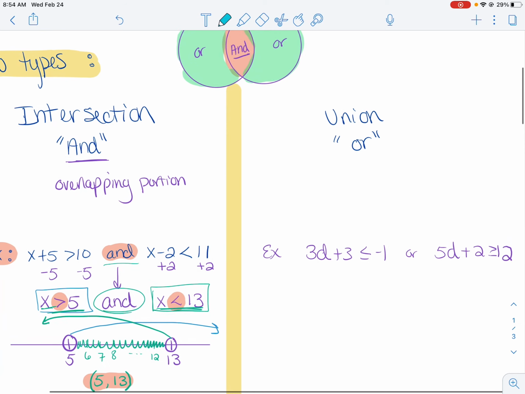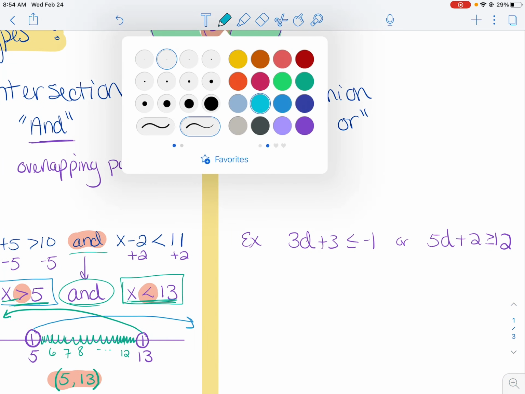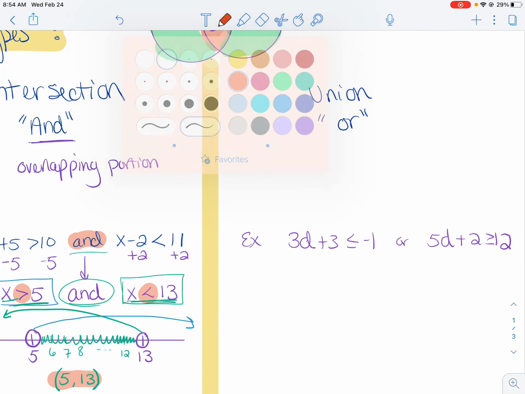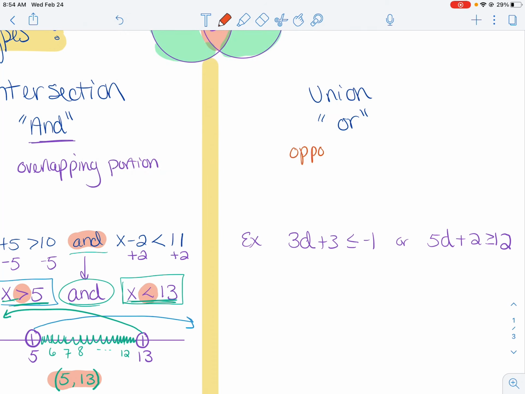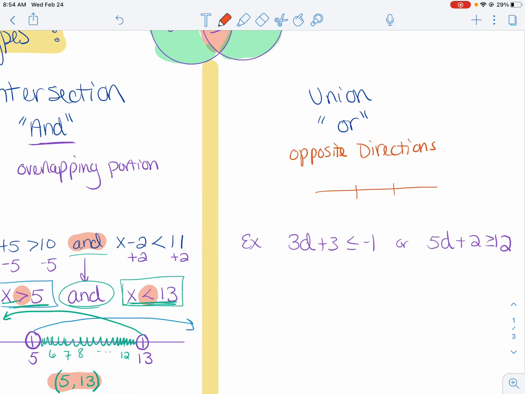This time we're going to talk about an OR. And usually when you graph an OR type inequality, your graph is going to go in opposite directions. Not always. If an OR is overlapping, we actually end up with an all real numbers situation. So like if I had my number line with numbers going to the left and to the right, and it was an OR, not an AND, that's a situation where we would have all real numbers as our solution, because every single number, whether it's less than this or greater than this, would be part of my solution.